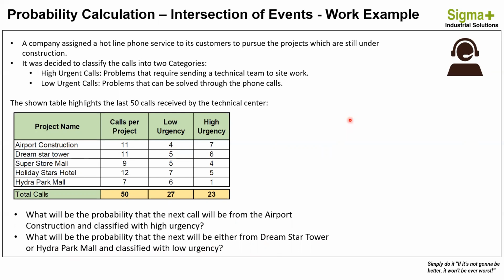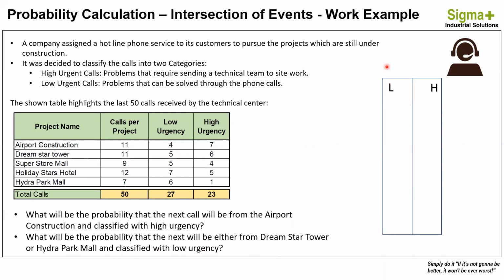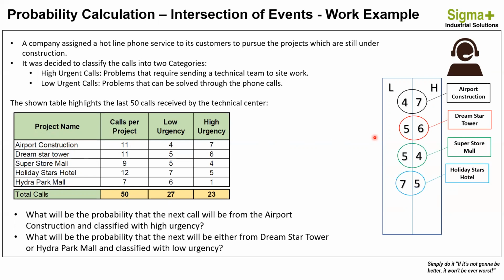The first step that I would recommend every time you are requested to do a probability study is to simplify it. And how do we simplify it? By drawing our Venn diagram. In the Venn diagram, I can see my sample space, which is mainly divided into two major sections: the low urgency calls and the high urgency calls. And I have multiple events that could happen: the calls that could occur from the airport constructions, or from the Dream Star Tower project, or the Superstore Mall, or the Holiday Star Hotel, or the Hydra Park Mall.